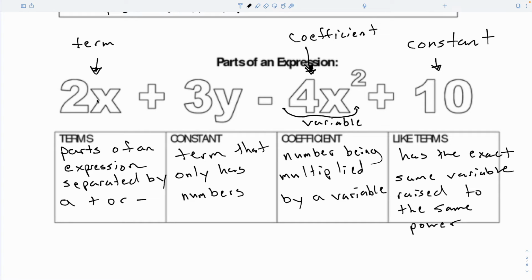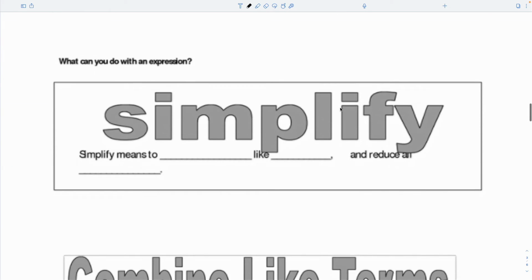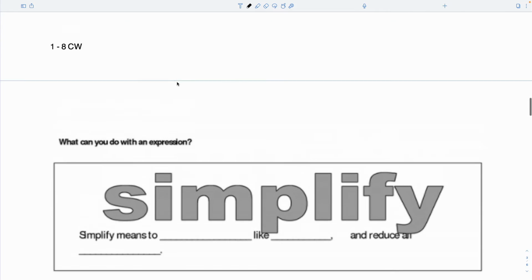Yeah, and my biggest thing is, is 2x and 4x squared the same? No, it looks really close, but the only difference is that this is a power. That makes it completely different. It has to be just an x. There are none in here. Next page.